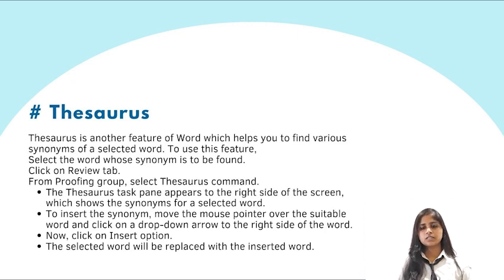Then to insert the synonym, move the mouse pointer over the suitable word and click on the drop-down arrow to the right side of that word. Now click on the Insert option. Lastly, the selected word will be replaced with the inserted word.